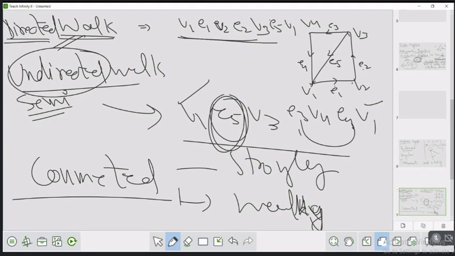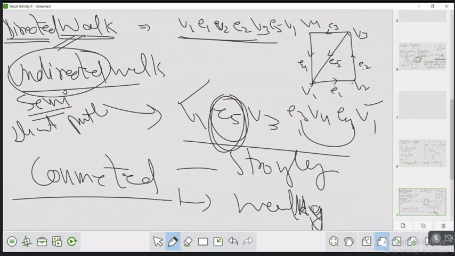Connected means we can connect. Do we know what a directed walk is, what a directed path is? Directed walk means a walk in which each edge has some direction, and same here, a directed path means each edge has the same direction. As you know the definition of a path.